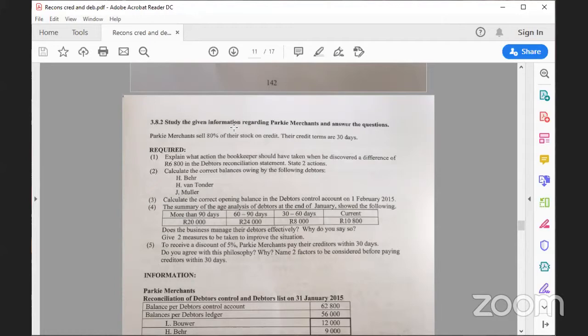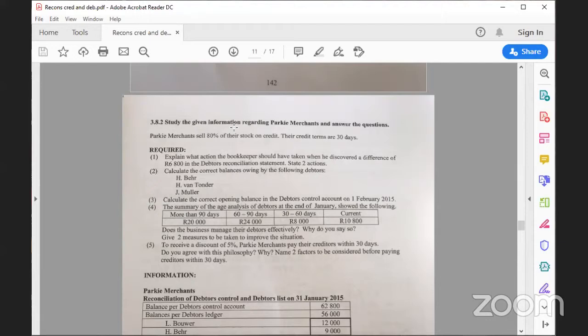Required. Explain what action the bookkeeper should have taken when he discovered a difference of 6,800 Rand in the debtors' reconciliation statement. State 2 actions. Then we're going to calculate the correct balances owing by the following debtors, these three. Calculate the correct opening balance in the debtors control account on 1 Feb.